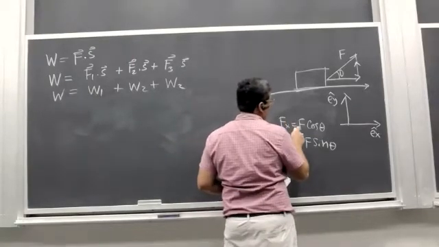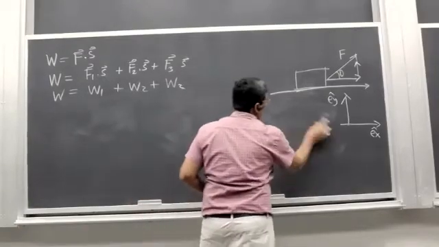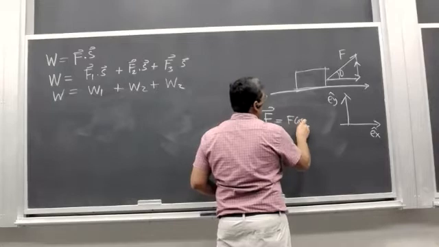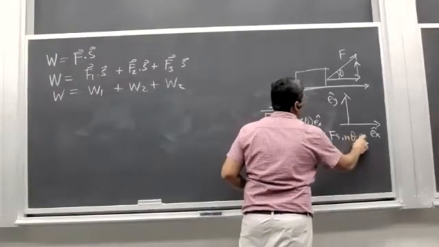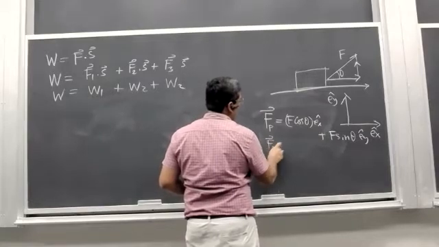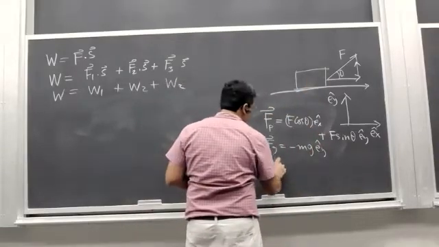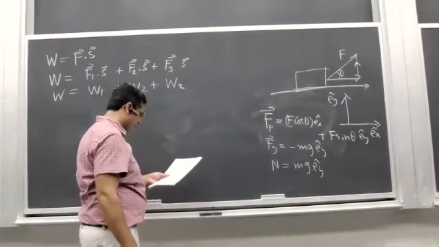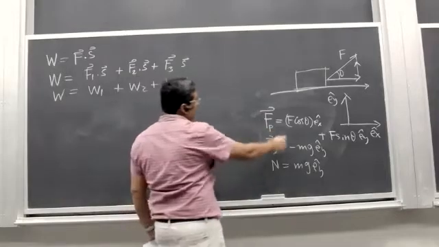And let me just write them in vector form. This force is F cosine theta Ex plus F sine theta Ey, all right? And then there is a force of gravity, which is minus mg Ey pulling downwards. And then there is a normal force, which is equal to mg Ey, all right? Any other force here? Just these three forces, where one of the forces has two components, okay?